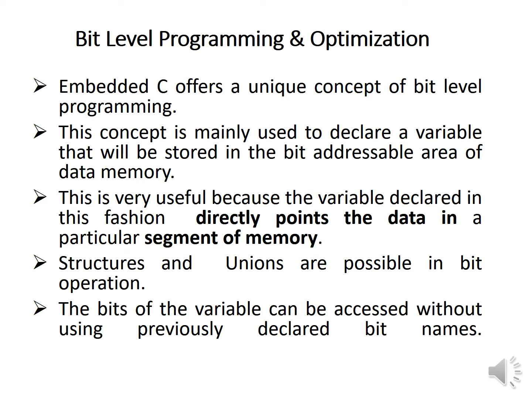Next, bit level programming and optimization. Embedded C normally offers a unique concept of bit level programming. This concept is mainly used to declare a variable that will be stored in the bit addressable area of data memory. This is very useful because a variable declared in this fashion directly points to the data in a particular segment of memory. So structures and unions are possible in bit operation. The bit of the variable can be accessed without using previously declared bit names.